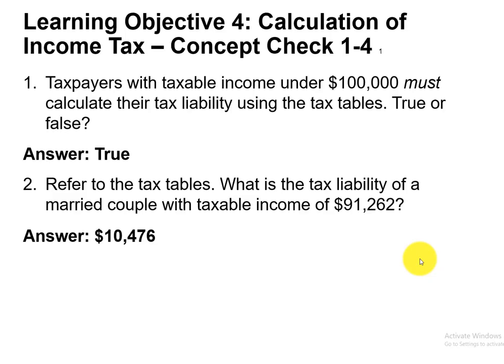Okay, practice a little bit. Look at the tax liability of a married couple in your tax tables. In your textbook, go to the income column, married, income $91,262, which is going to be in between two levels of income that are given, and you'll find that your tax liability is $10,476. Not a particular percentage of that income, but a combination of the 10%, 12%, 22% tax brackets.